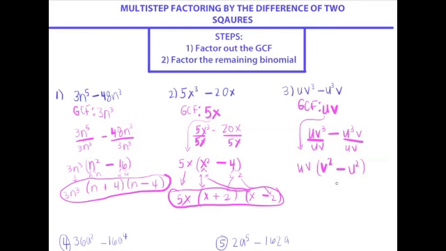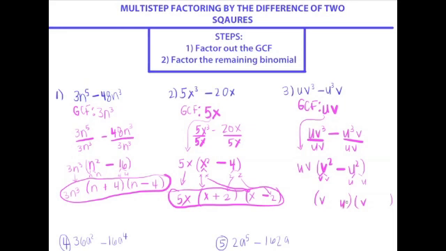Okay, and so now we break this parenthesis down. So v squared can be split into vv, u squared into uu. One of the v's goes in the first parenthesis, the other v goes in the second. Remember, we have to preserve the order, so since the v is first in the original problem, it has to go first in the answer.